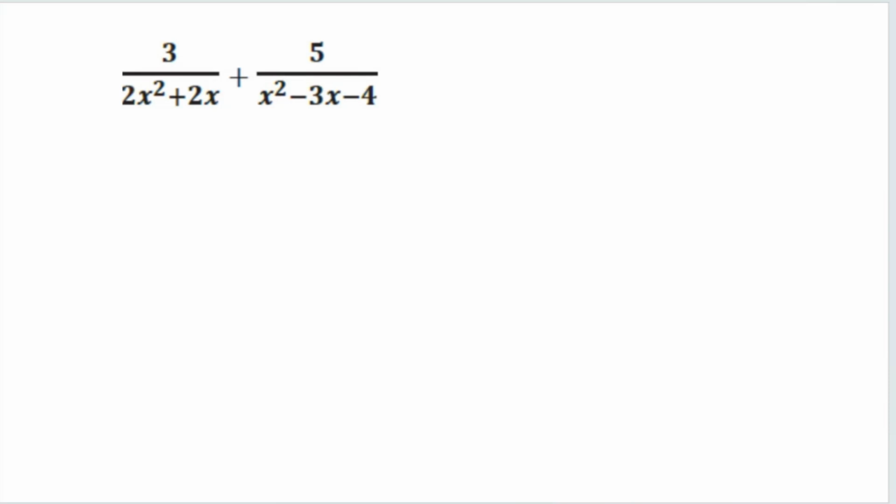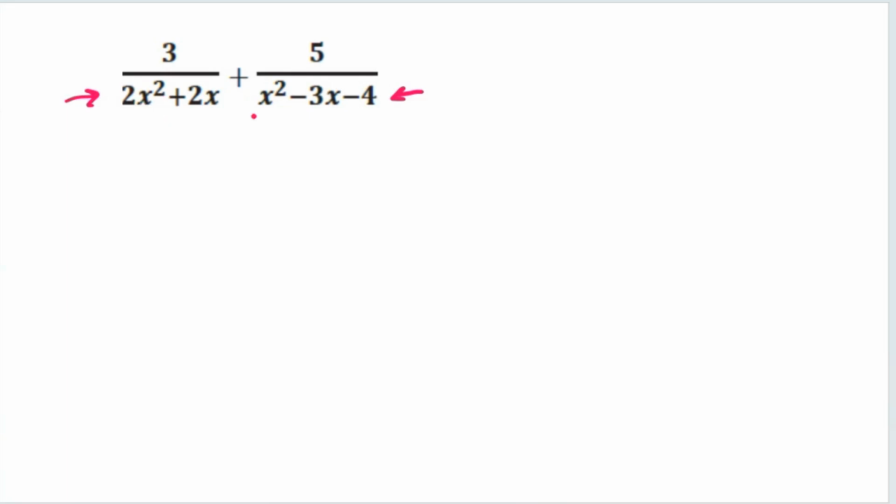In this video, we're going to go over how to add rational expressions. So the first thing we need to do in order to add rational expressions or fractions is to have a common denominator. To find the common denominator, we look first at the denominators, and we see that they are not the same. So we're going to try to find a common denominator through factoring.